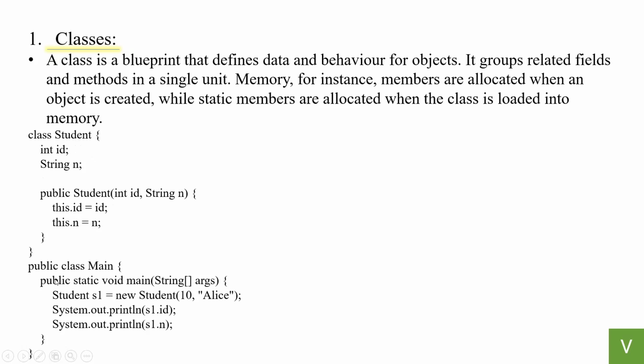And as we know, the execution of a program starts from the main function. In this main function, we created an object called s1. Using this s1 we will access the id as well as n. So this is about class. A class is a blueprint where objects can be created. It has various methods as well as fields. So this is about classes.